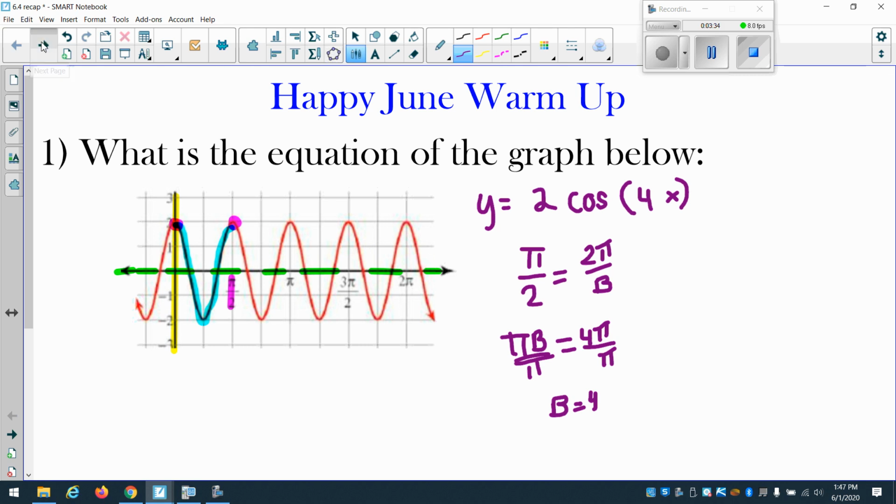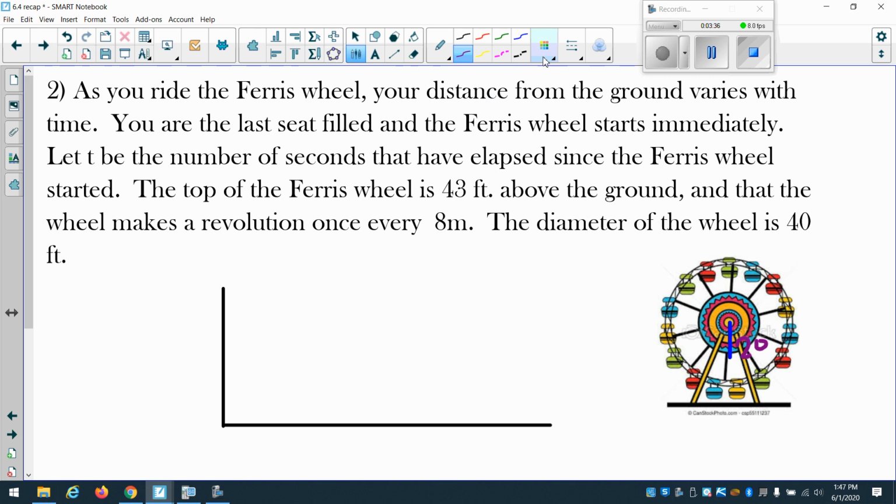So the next few questions are what a lot of you have been having questions or concerns about, about what to do. And you will have 2 word problems on your test tomorrow. So as you ride the Ferris wheel, your distance from the ground varies with time. You are the last seat filled on the Ferris wheel. So we picture that we are going to load on the Ferris wheel here, okay?